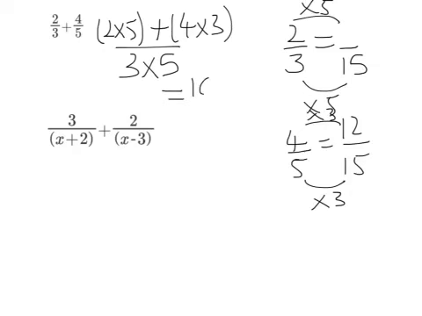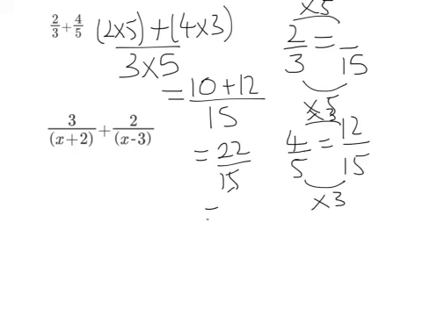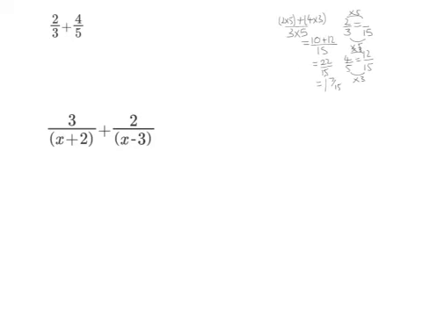2 times 5 is 10, plus 3 times 4 is 12, and 3 times 5 is 15, which gives me 22 over 15. And of course, if I wanted to, I could write that as 1, and what's left over? 7, 1 and 7/15. Okay, let's move him over so that you can still see him, and we're going to apply exactly the same to the algebra.